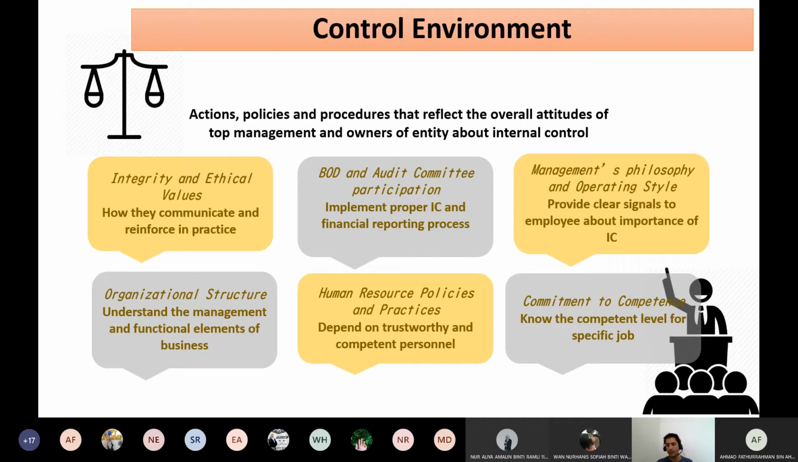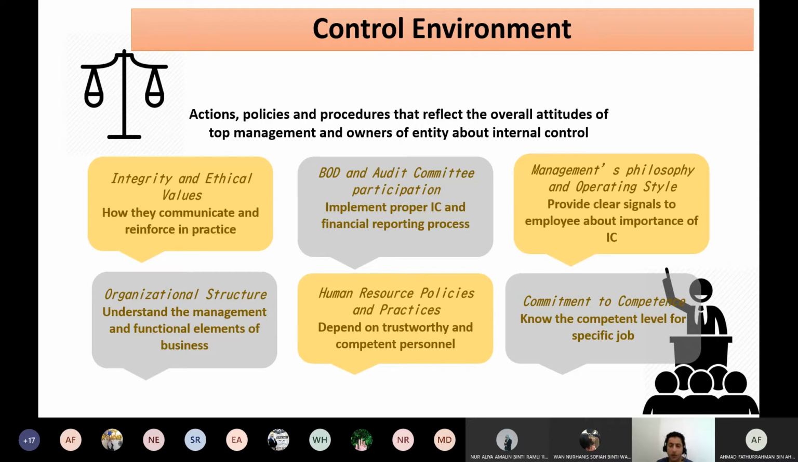So let's say, for example, there is a control of coming to the office early at 8 o'clock in the morning. The management should play a role in showing a good example by coming early. But if they don't, then the staff will not adhere to and comply with this rule and control, which will not create a healthy internal control environment.